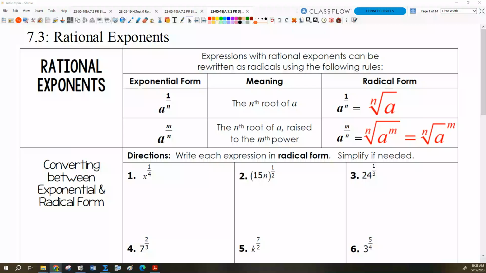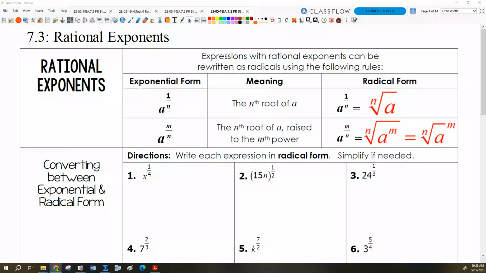Sometimes it's hard to do when it's in radical form, but if we convert those to exponential form, then we can use all those properties of exponents that you know and love that we reviewed earlier in the year. And it makes the whole process a little bit easier, right? So first of all, let's get some definitions here.